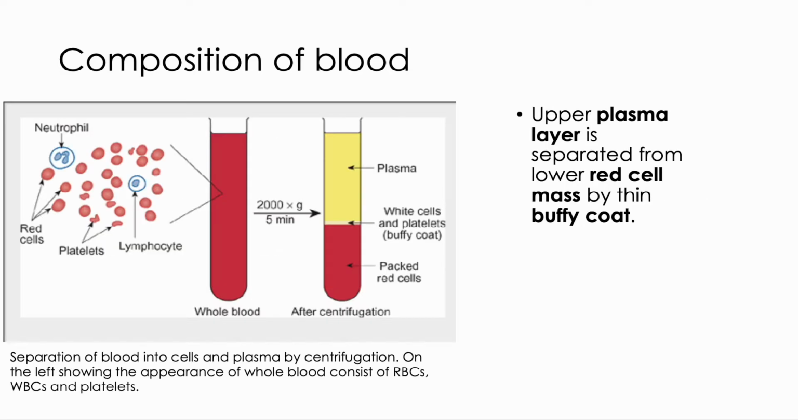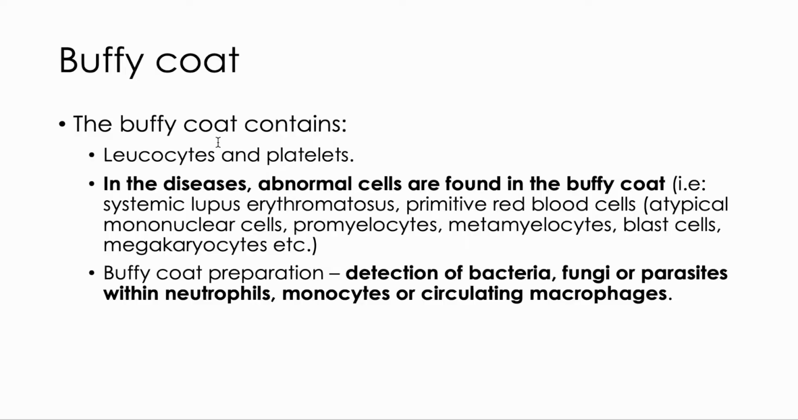Okay, what is actually inside this Buffy coat? Jom kita tengok. So inside the Buffy coat, as I mentioned, there are white cells, leukocyte ni white cell lah, as well as the platelet or thrombocyte. Right, so let's take one example. For example, those having systemic lupus erythematosus, primitive red cells, by which the red blood cells do not appear morphologically normal. Alright, metamyelocyte, blast cell, megakaryocyte, etc. So abnormal cells are found in the Buffy coat.